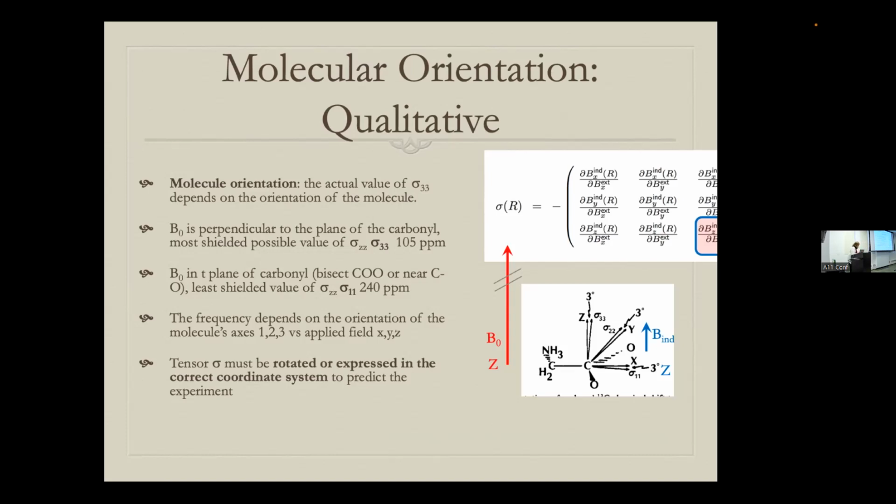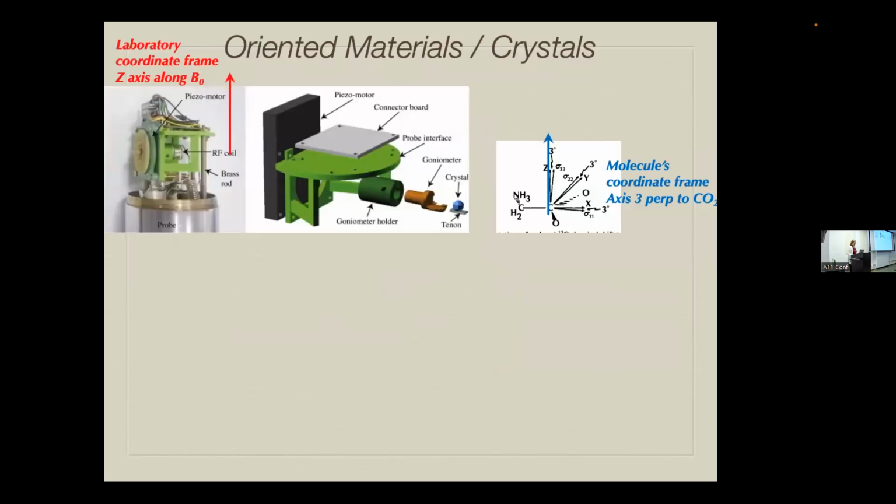So the frequency depends on the orientation of the molecule's axes, which I give numbers. And how does that compare with the field, which we gave letters for? There's two coordinate systems, and how do they line up? I'm going to have to know how to rotate this tensor to express the correct coordinate system to predict the experiment. Let's say a little bit more about how I have to rotate it.